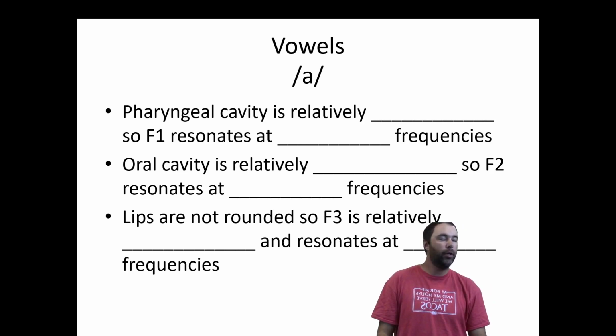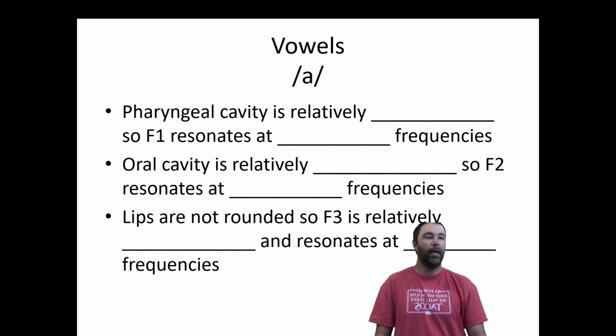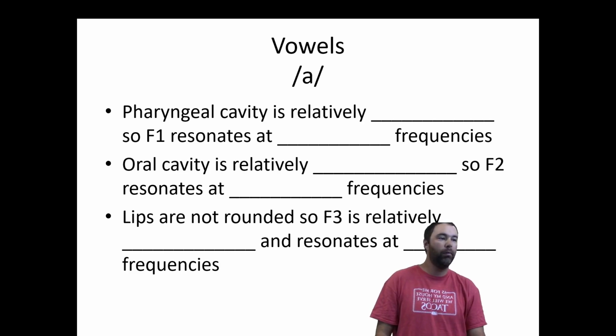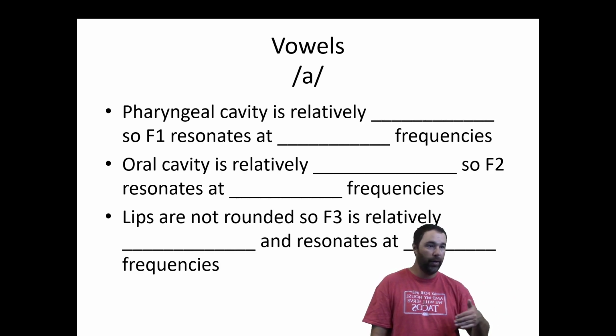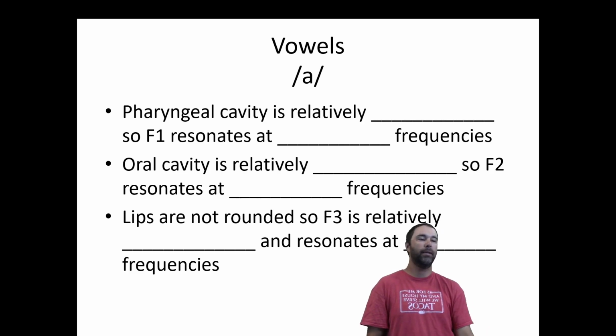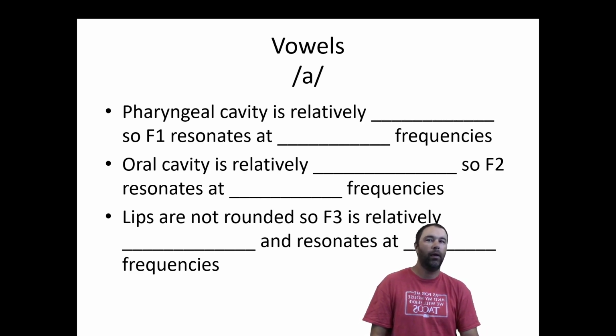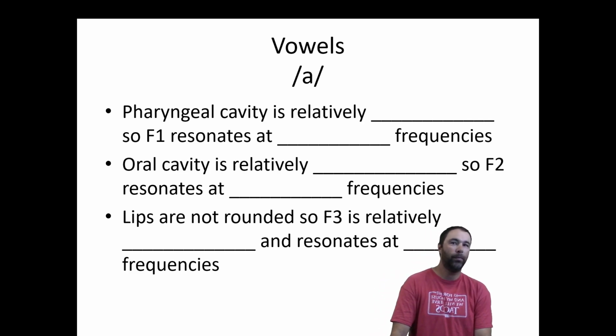So if the pharyngeal cavity is relatively smaller, the F1 is going to resonate at relatively higher frequencies. Are they going to be higher than F2? Nope. The pharyngeal cavity will always be bigger than the oral cavity, so there's never a situation where F1 and F2 can reverse. The pharyngeal cavity in this situation is going to vibrate at high frequencies, but it's not going to be as high as it would be with the oral cavity in F2.